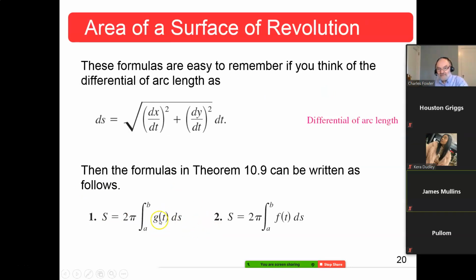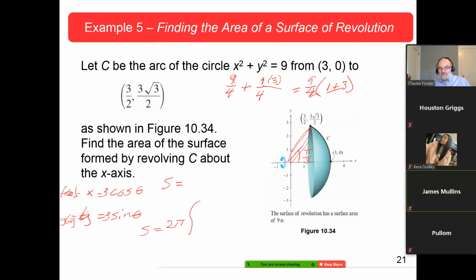your f, and this is revolving around the x-axis, so your radius is the y value, the g of theta in our case, and then we're going to square both of those, so we'll get to that in a minute. Okay, what is your y value? It's this one right here, 3 sine theta.